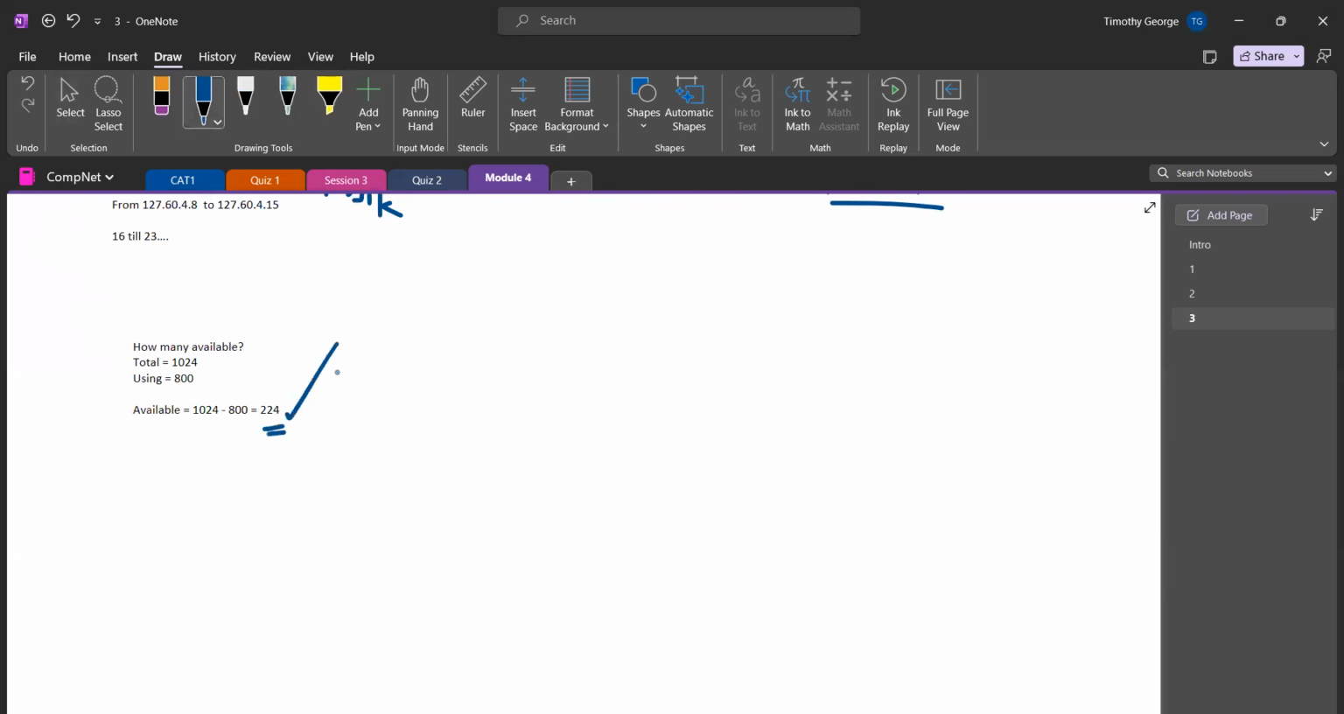So available addresses is easy to find. How many bits do you have in total? How much can you put total? How much will you put? 800. And available remaining will be 224.